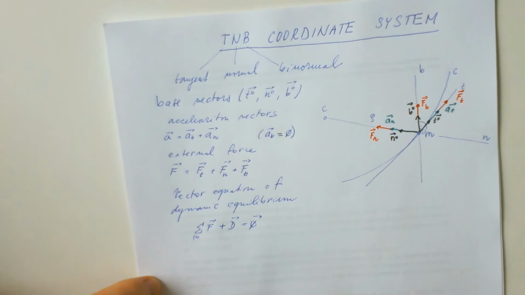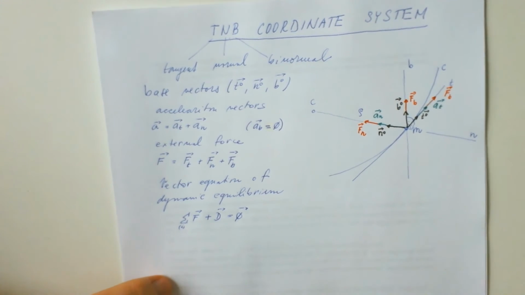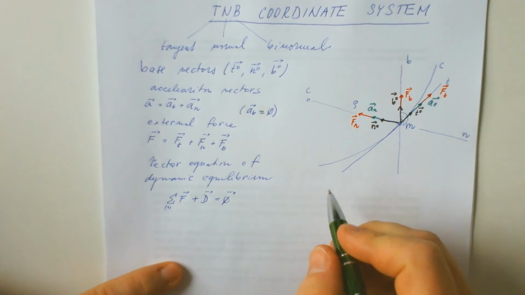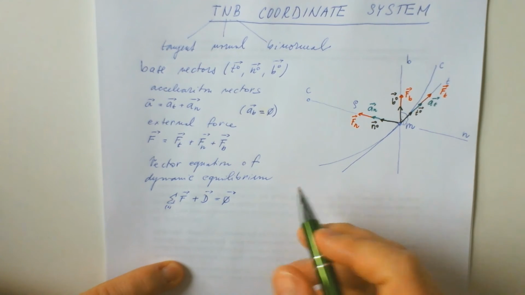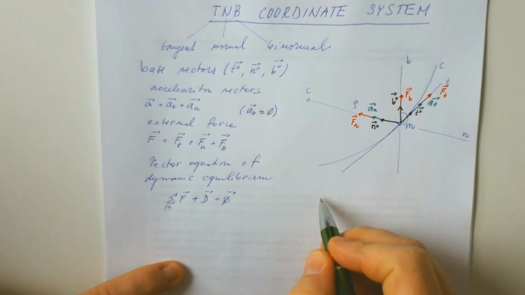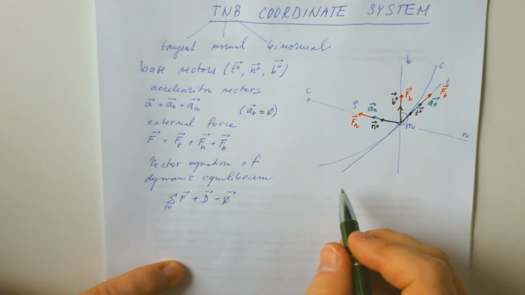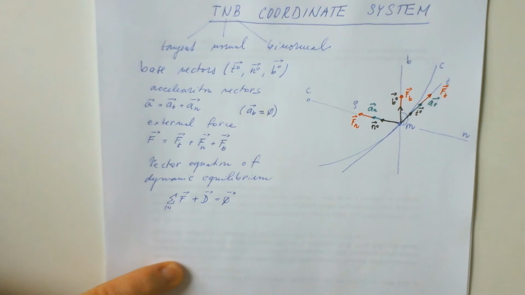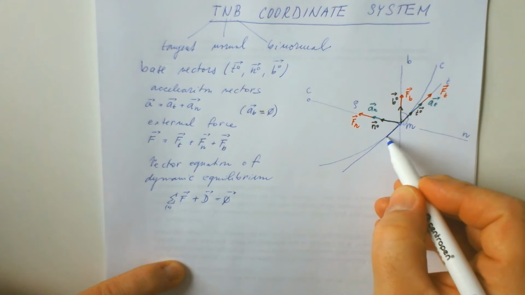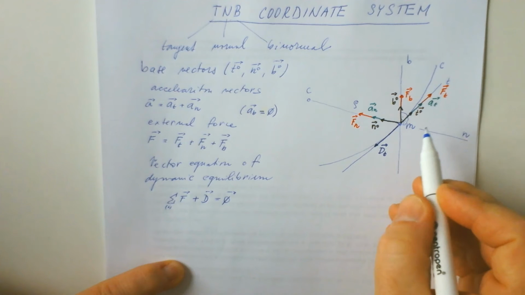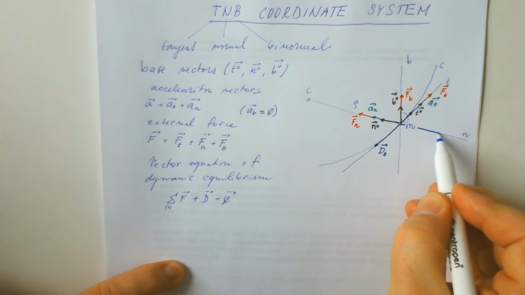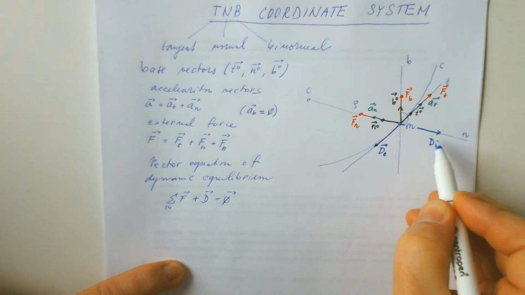And what about inertia force? D'Alembert's force, inertia force, acts against positively oriented acceleration. In this case, it means that in tangent we have tangent component and normal component.